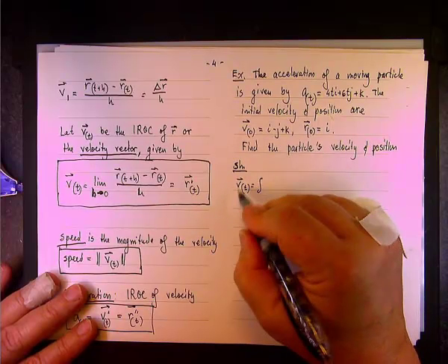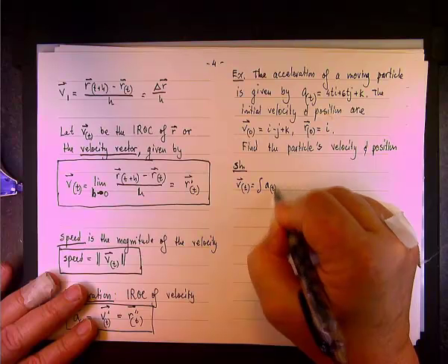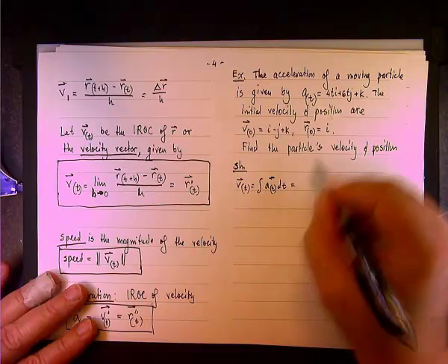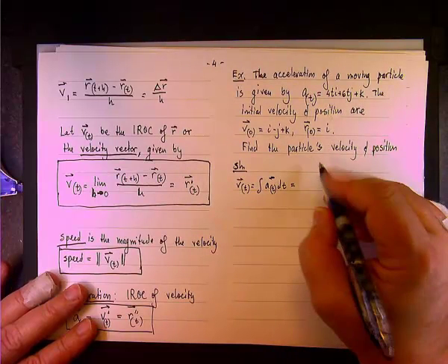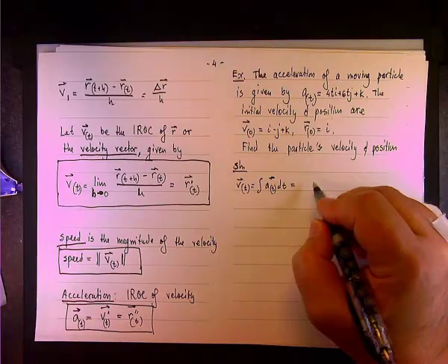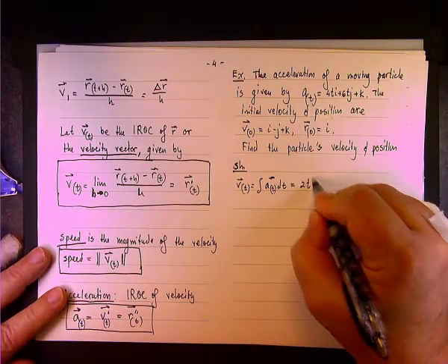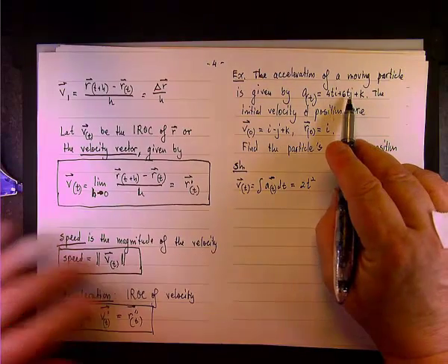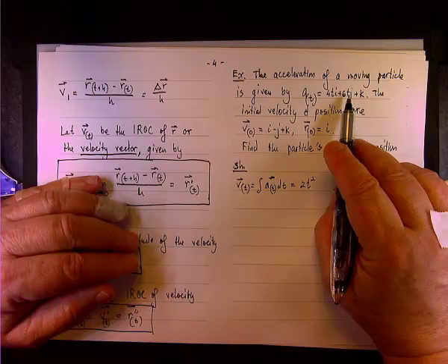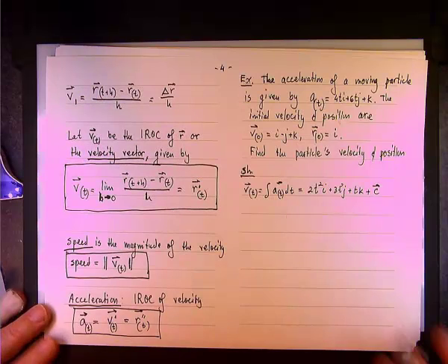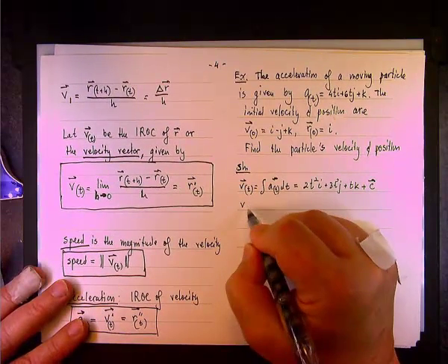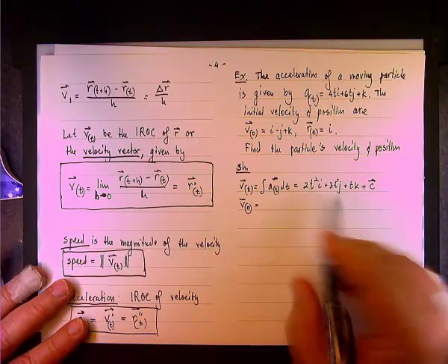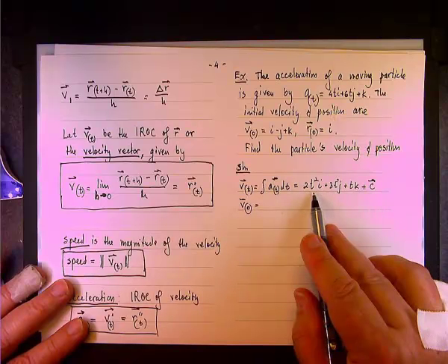All right. So since we have the acceleration, we're going to say that the velocity will be the integral of the acceleration vector. So we integrate term by term, and we have 2t squared in the i direction, and we have 3t squared j plus tk plus some vector c. Okay? So how are we going to find the vector c?